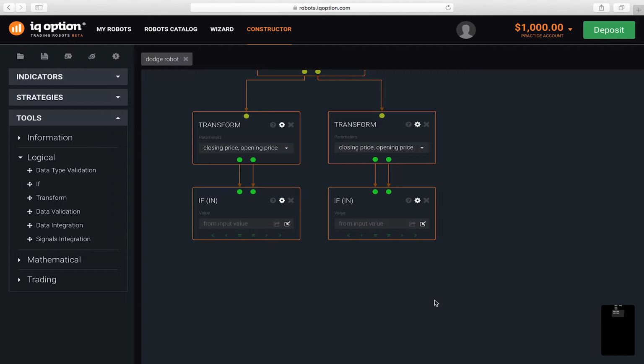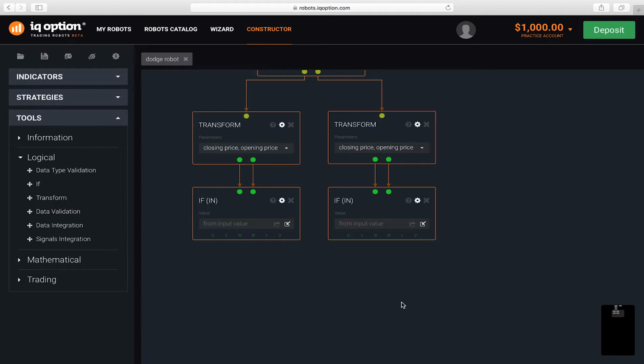If the candle was a doji, its opening price should be equal to its closing price. So in this case, the information goes to an equal connector in the if block. In the same way, if the closing price is more or less than the opening price, the information goes to the less than and greater than signs.